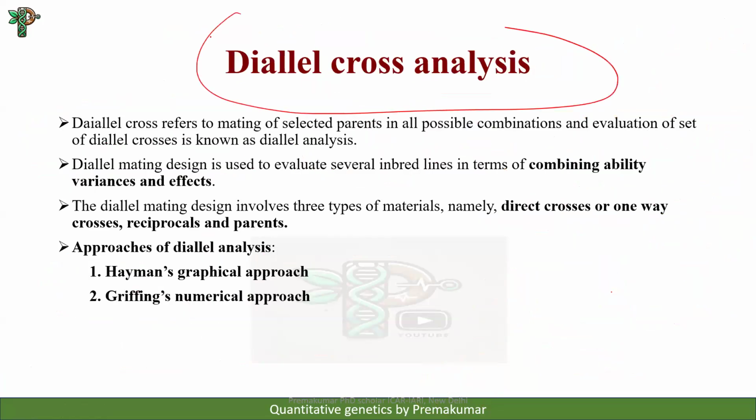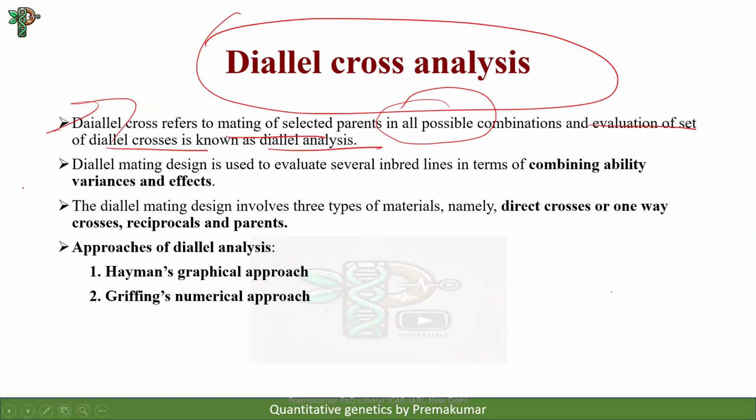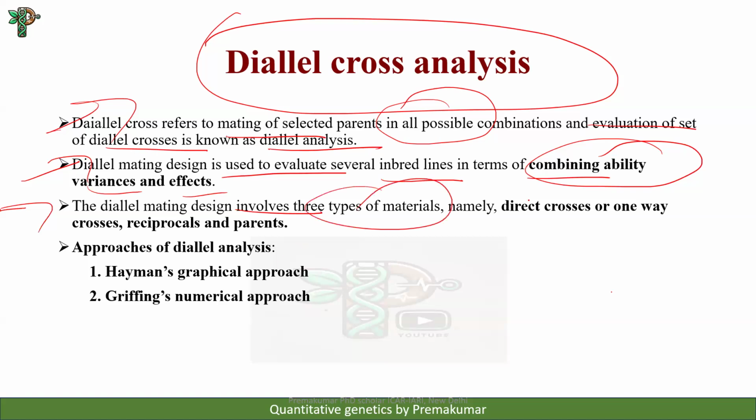Then another one is diallel cross analysis. What exactly does diallel cross analysis mean? Diallel cross analysis means we are mating the selected parents in all possible combinations and evaluating the set of diallel crosses. The diallel mating design is used to evaluate several inbred lines in terms of combining ability, variance and effects. The diallel mating design involves three types of materials: direct crosses or one-way crosses, reciprocal crosses, and the parents, which we will discuss.